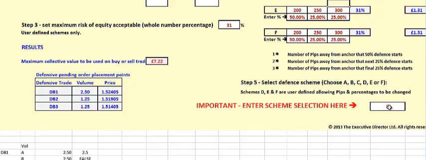And one last thing I should show you is how to change between schemes. We've currently got A at the bottom. Let's say I want to now go to D, and just put a D in there, and that's it. And at that stage, we get a new set of volumes, a new set of prices. And that's the risk management tool.